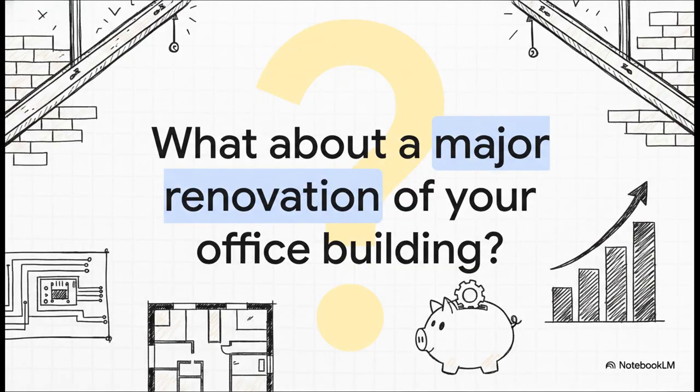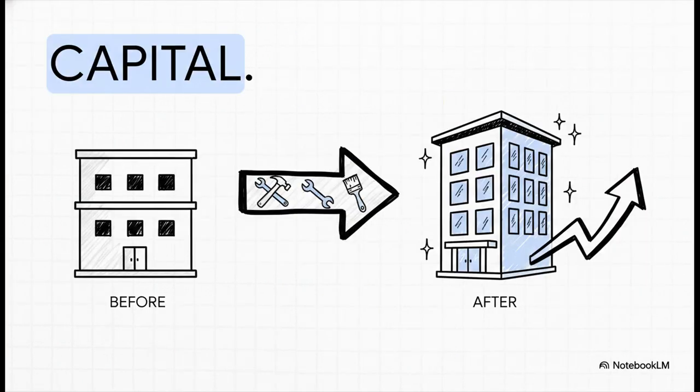All right, last one, and it's a biggie. You decide to do a major renovation of your whole office. New walls, upgraded wiring, the whole shebang. What's the call on this one? You got it. It is absolutely capital. This isn't just a simple repair. You're fundamentally improving a major asset, the building itself. The renovation increases its value and extends its useful life, giving you benefits for years and years to come.